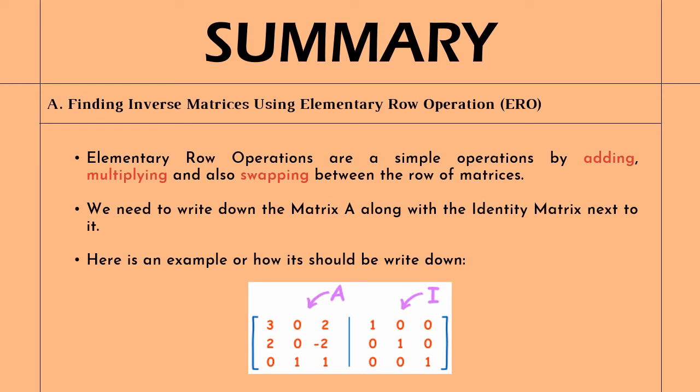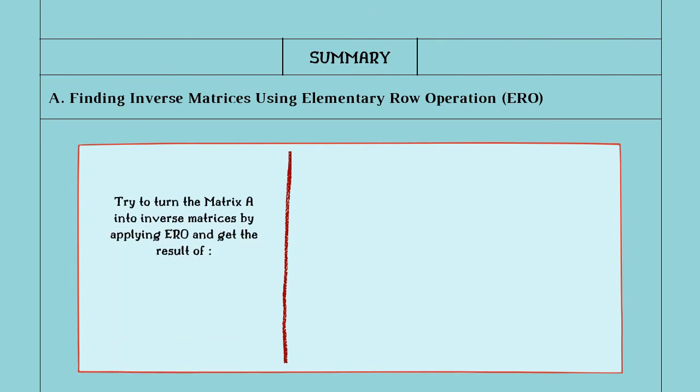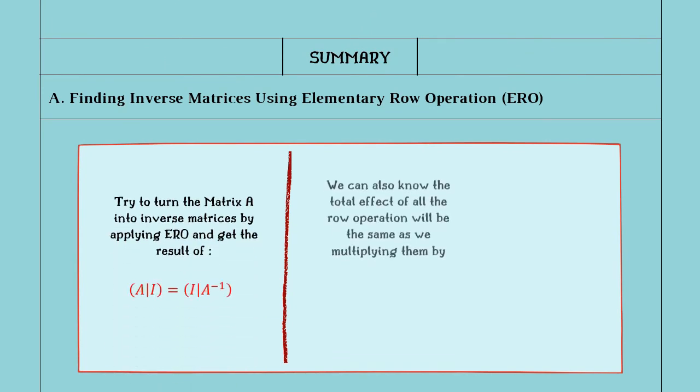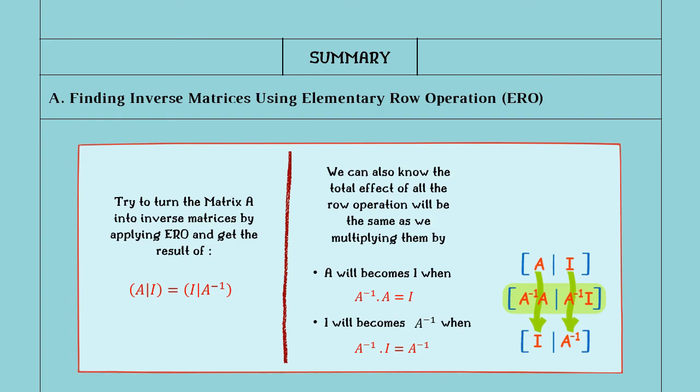As you can see below, when you find the inverse matrix using ERO, you need to write down your matrix in the form like the example below, where matrix A is along with the identity matrix next to it. Remember, to find the inverse matrix, you need to change matrix A into the identity matrix using ERO. By applying ERO, your result will become like the formula below, where matrix A becomes the identity matrix, or known as RREF, and the identity matrix becomes the inverse matrix.